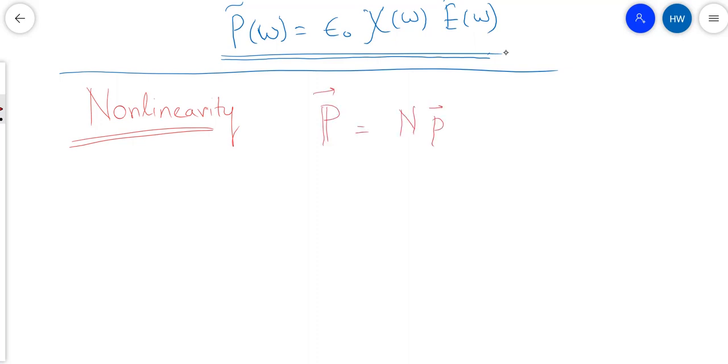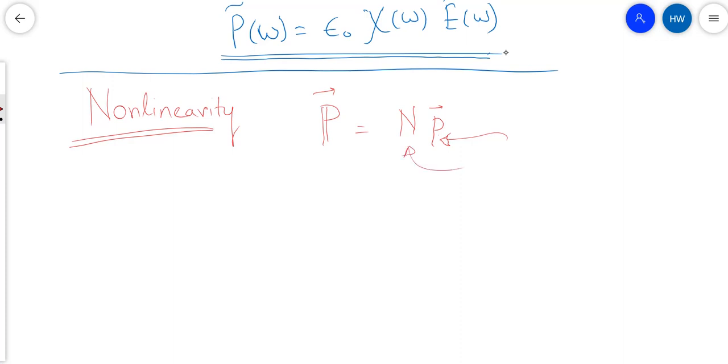So if I'm looking at the macroscopic polarization, you see that the macroscopic polarization is arrived at as the number density of individual dipole moments. So p is the individual dipole moment and N is the number density of these dipole moments. This is microscopic in nature, whereas P is a macroscopic quantity.